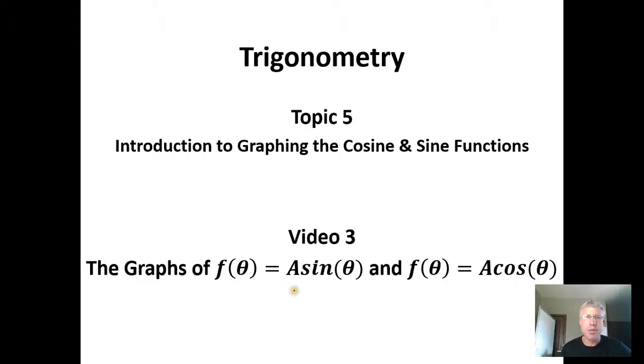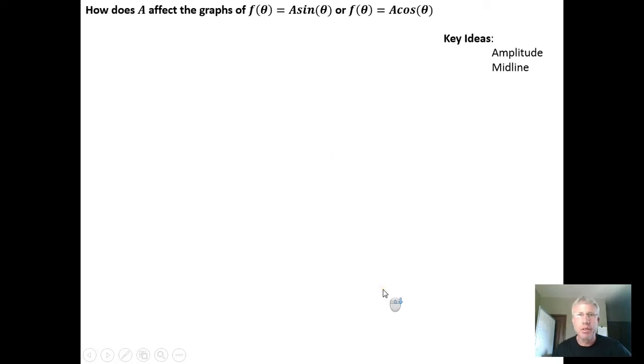So in video 3, what we want to look at is the effect of multiplying either the sine function or the cosine function by a scalar, a positive or negative real number, with the exception that we won't let a equal 0.